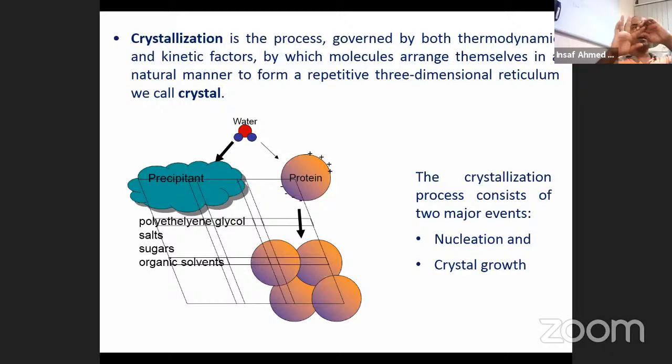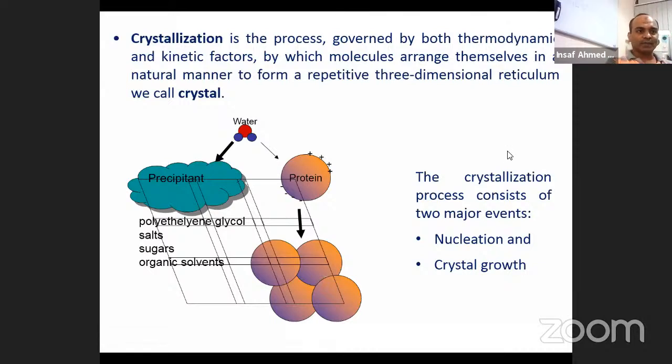Now X-ray, which Rontgen has given, is the physics part. Most people here are from biology, so we will not put our heads there. We will talk only about the second and third parts. The second part is crystallization. What is crystallization? Crystallization is a process governed by two factors, one thermodynamic and another kinetic, which arrange your molecules in a natural manner to form a repetitive three-dimensional reticulum, and that is called the crystal.